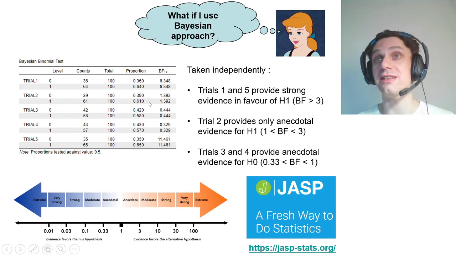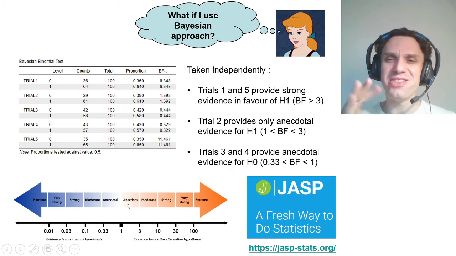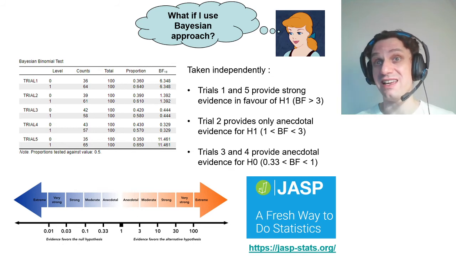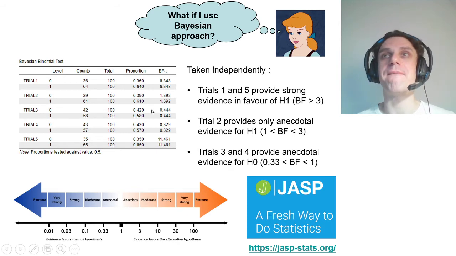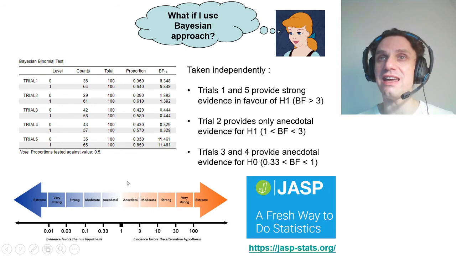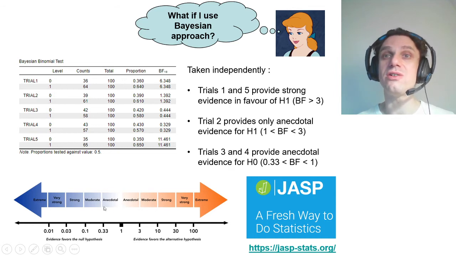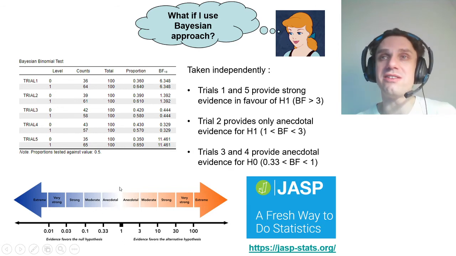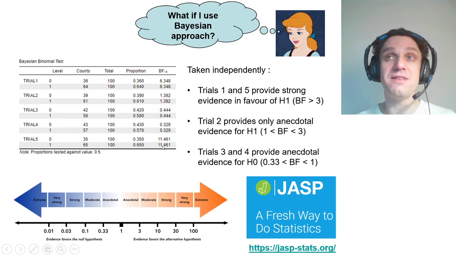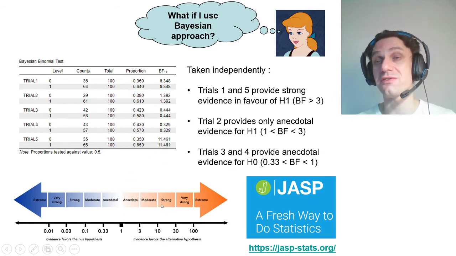In the second trial, it's kind of weaker. It only provides anecdotal evidence, not a strong piece of evidence, and it was only significant at p less than 0.05 as well. And trials 3 and 4, they kind of fail to provide any evidence whatsoever. They are in this range from 0.33 to 1, and it's all anecdotal evidence in favor of H0, but it's not evidence that you can really trust. And the fifth trial, it's a strong evidence in favor of H1.